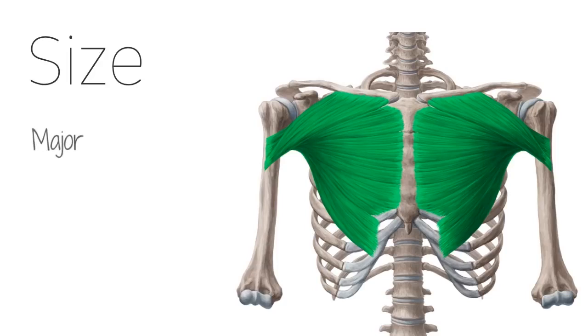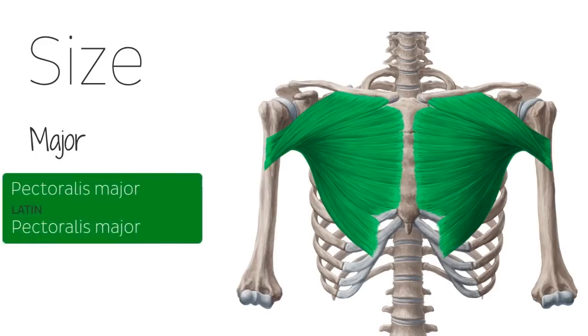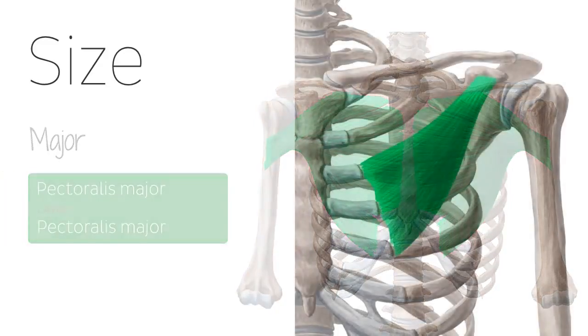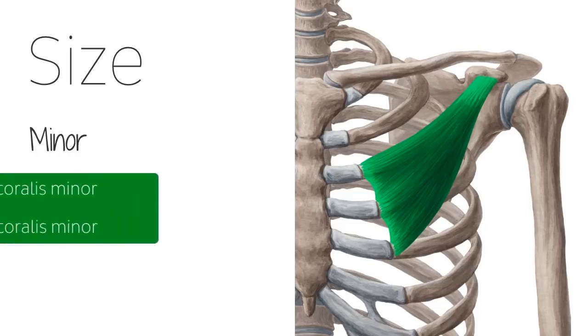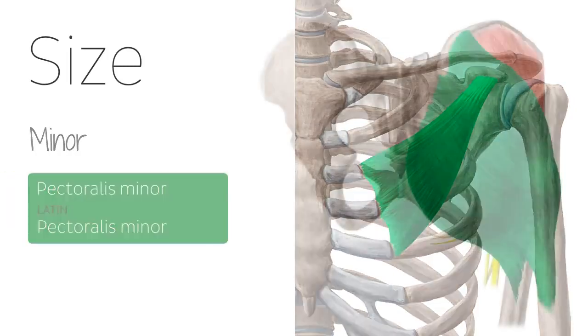The term major is also used to describe how large a muscle is, usually in comparison to another muscle, for example the pectoralis major muscle. And in contrast, the term minor, as you may have guessed, is used to describe a muscle that is the smaller of two similar muscles, as is the case with the pectoralis minor muscle.